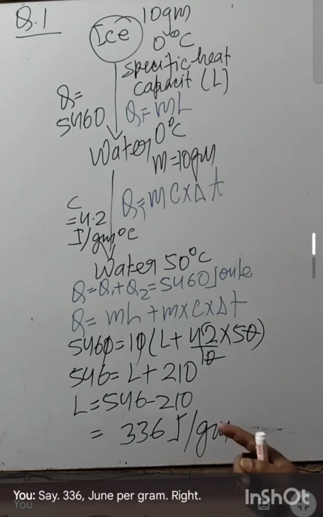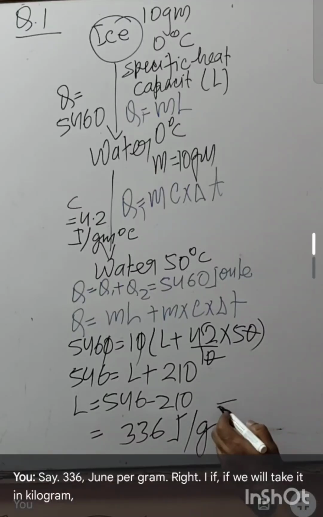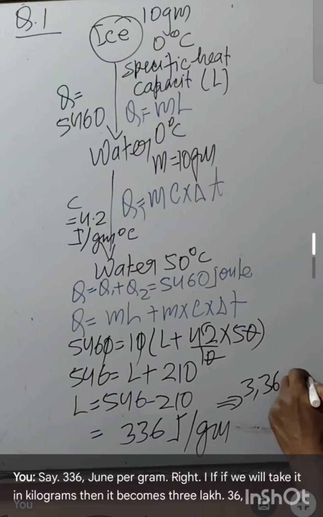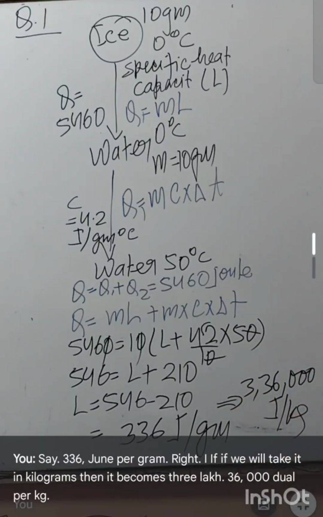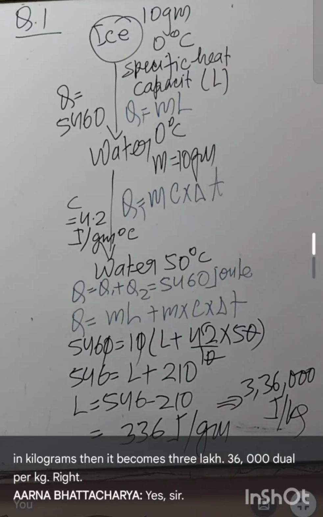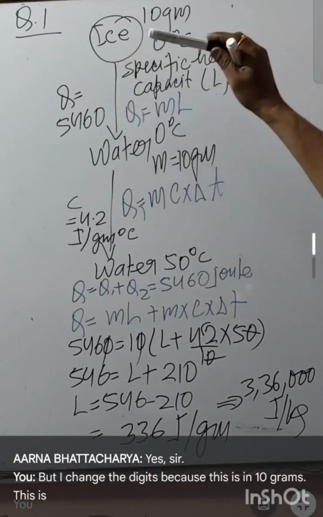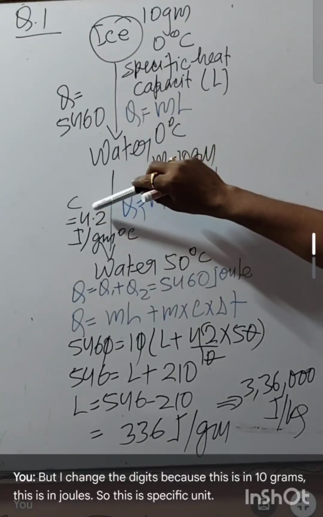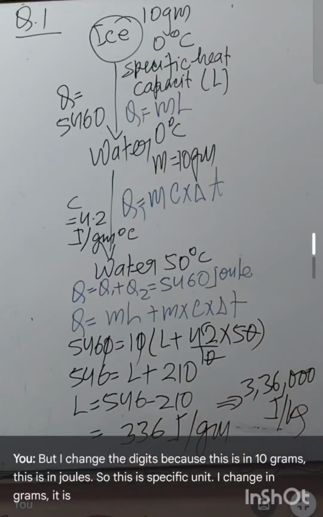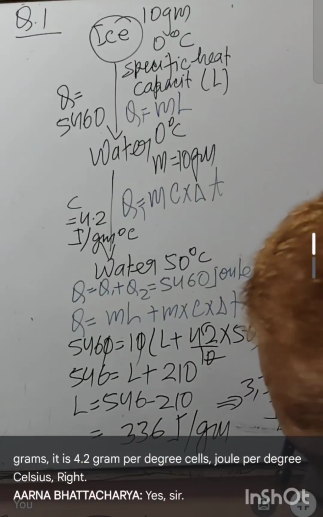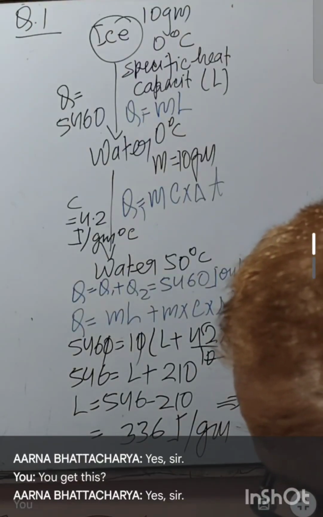Yes. If we take it in kilograms, then it becomes 3,36,000 joule per kg, right? Yes, sir. But I changed the digits because this is in 10 grams, this is in joules. So this specific unit I changed in grams. It is 4.2 joule per gram per degree Celsius, right? Yes, sir. You get this? Yes, sir.